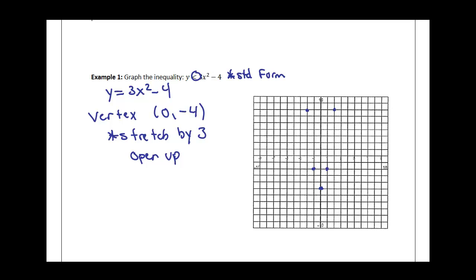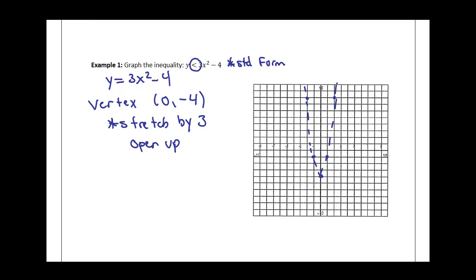Now this is where I'm going to come back to the fact that we have an inequality, and it is a less than. From 5.2, we found out that when it's less than or greater than, we use a dotted line. So same for here, we're going to use a dotted line. Connecting to get our parabola using our dotted line looks something like that.